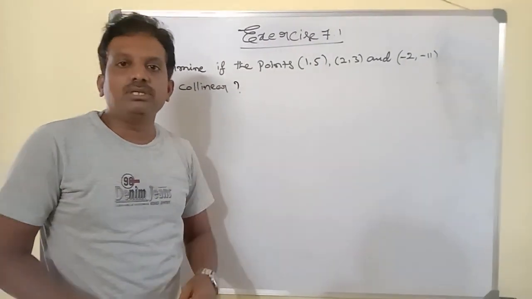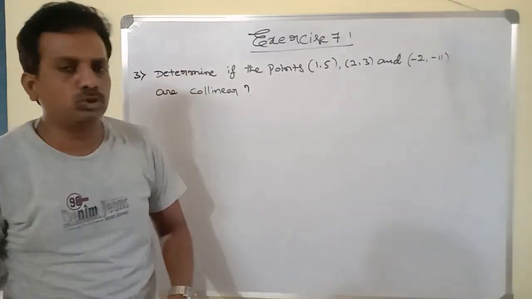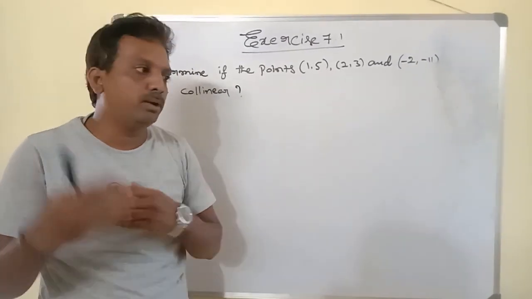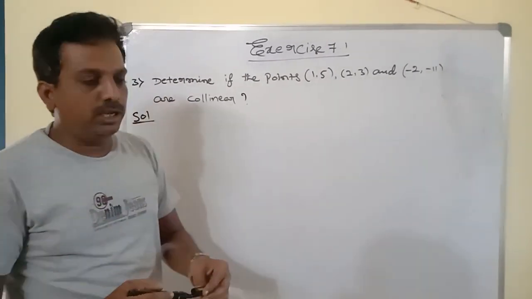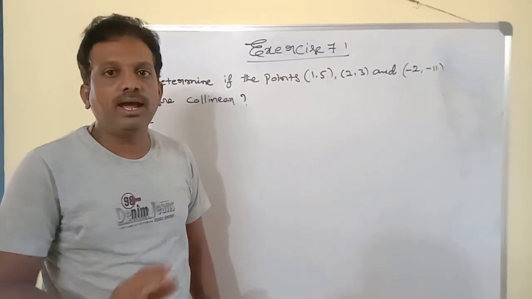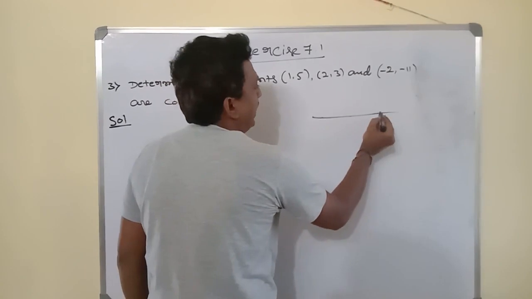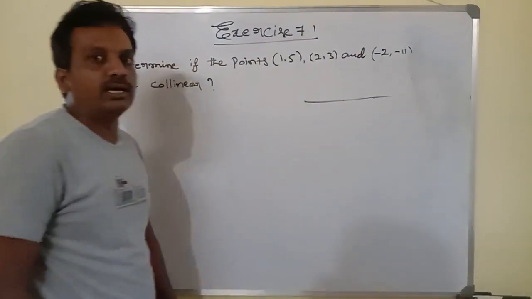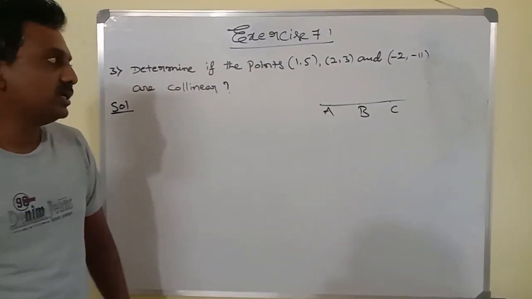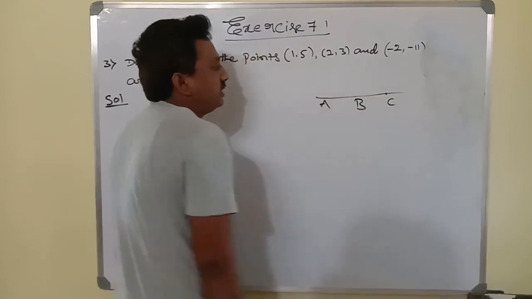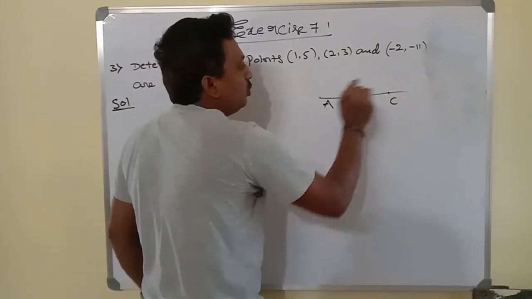You learned this already in previous classes, in 9th class and 8th class also, in the CBSE or ICSE portion. What is meant by collinear? First of all, remember that collinear means any 3 or more points lie on the same line. Let us take A, B, C. These 3 points are collinear because they lie on the same line. So these 3 are collinear points.